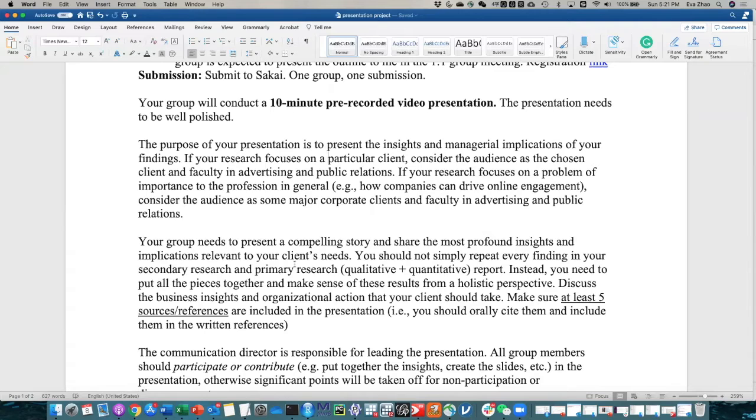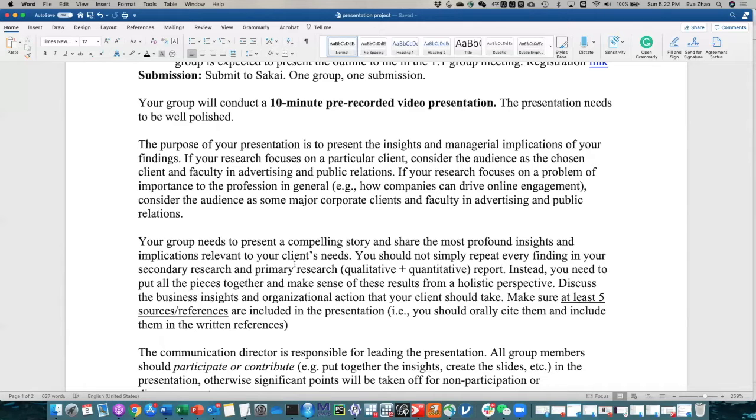Something that you want to do here is to put all the pieces together, make sense of the results from a higher level perspective, and then include the most important findings and the most interesting insights in the presentation. That means you probably need to include some of the findings, right? Because your arguments need to be based on the evidence. And you probably can use some of the previous insights and implications too.